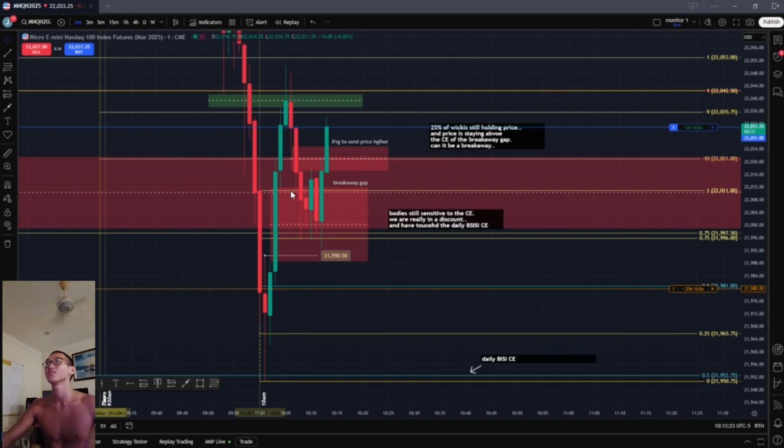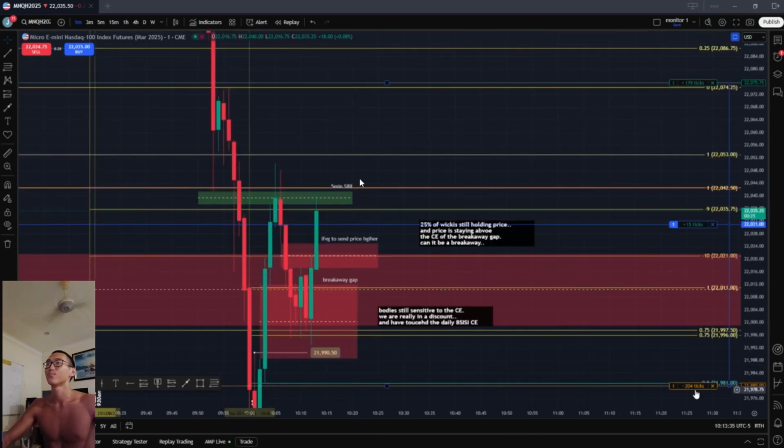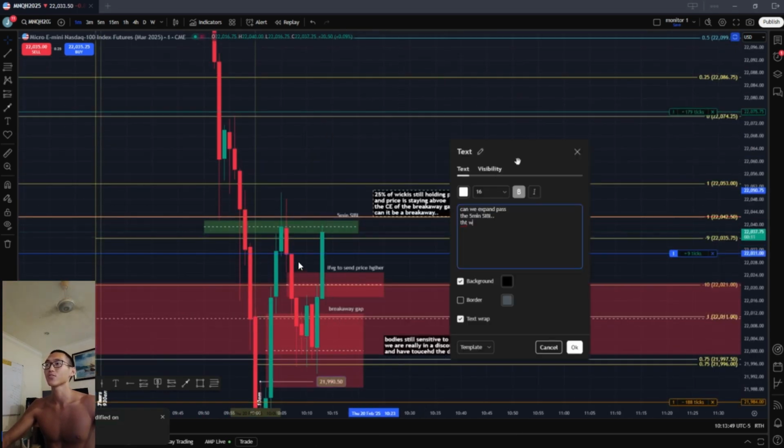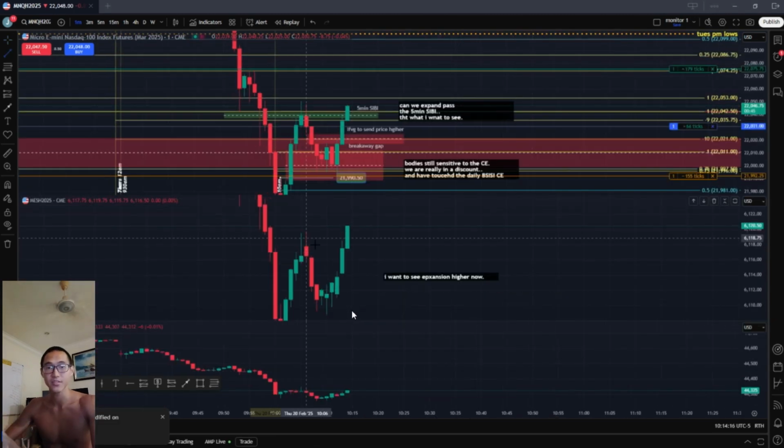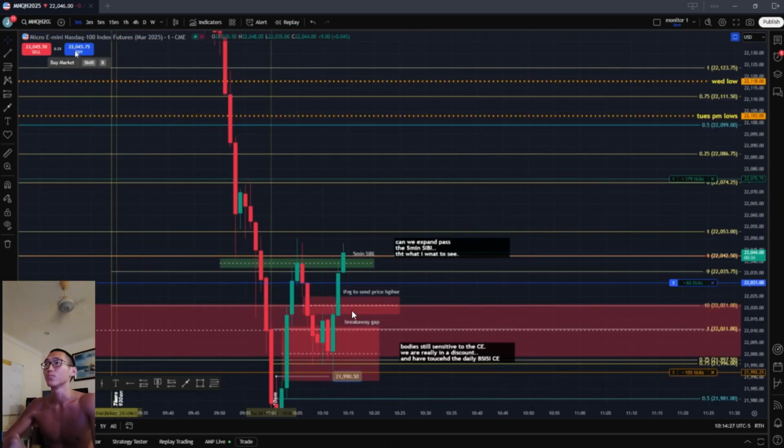And now I want to see price start flying higher. Okay, shifted my stop loss up, because I want to see expansion already. It can come back down and stop me, no problem. That means I was just wrong. That's it. So boom, higher.